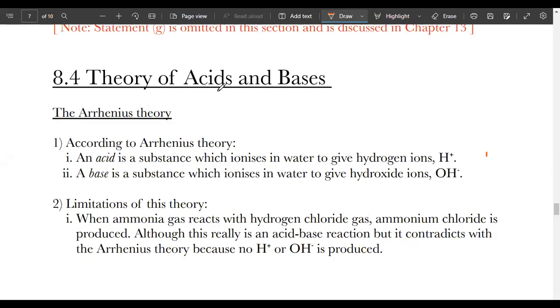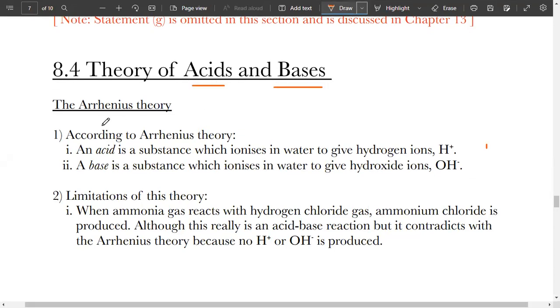Moving on to the theory of acids and bases, आपको दो theories होती हैं. If we talk about the Arrhenius theory, क्या कहती है? That an acid is a substance which ionizes in water to give hydrogen plus ions.